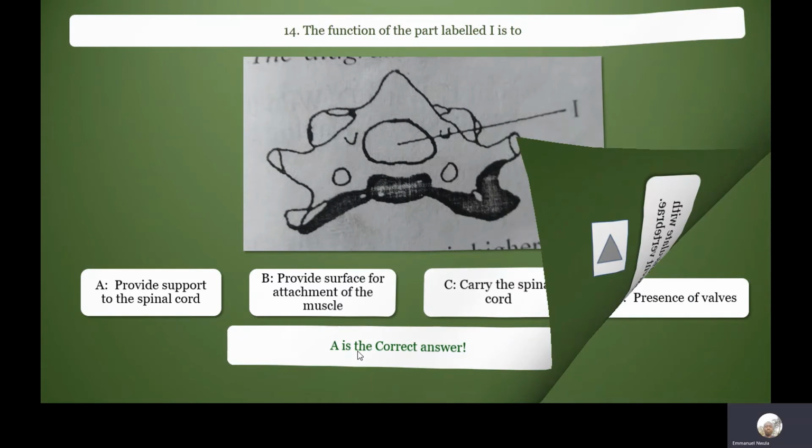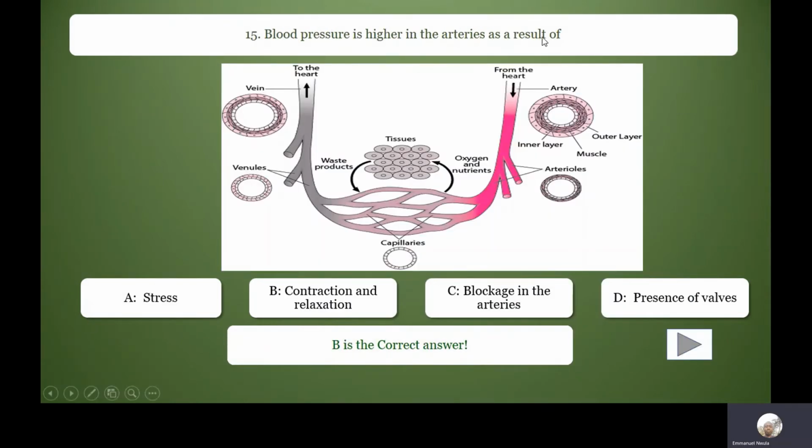Blood pressure is higher in the arteries as a result of contraction and relaxation. The correct option here is B. The artery has a very thick muscular wall. Okay, and as blood is passing through it, it contracts and relaxes. Okay, that's how you get pulse in the artery. So the correct option here is B.